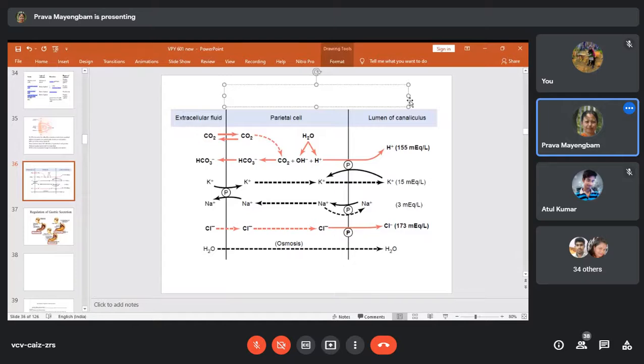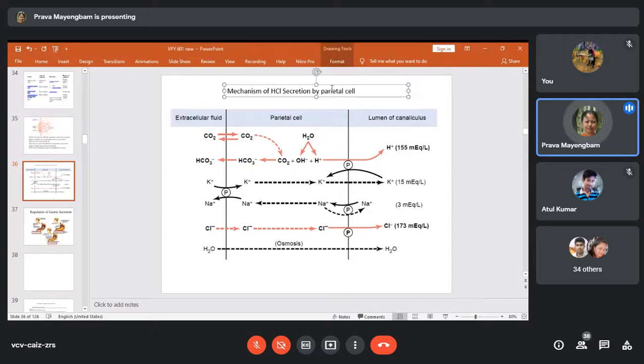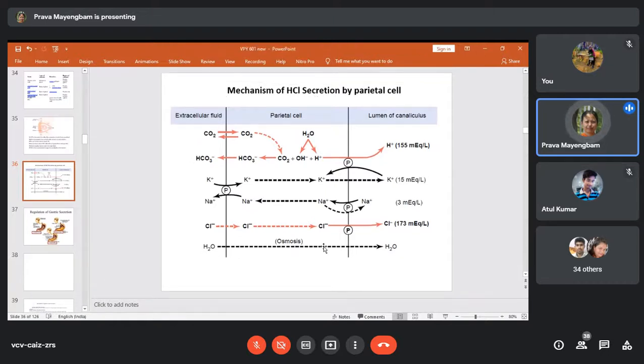And this chloride will combine with hydrogen ion and form the HCl. This is the mechanism of HCl secretion by the parietal cell. Is it okay up to this? Yes, ma'am. You have to read the theoretical portion. This part is important. You have to read the theoretical explanation, I have given you already. You read 3-4 times, okay?